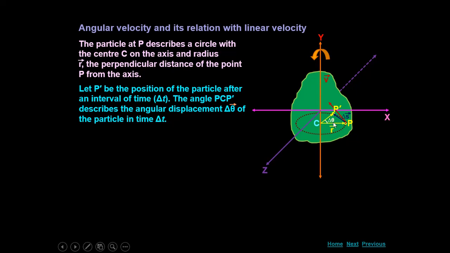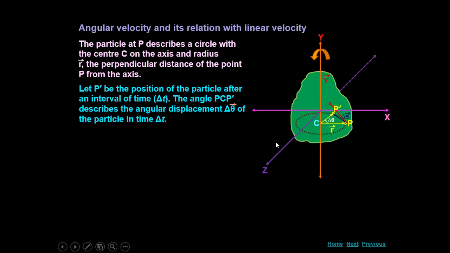So for this angular displacement, how much time has been taken? Say for example delta t. Delta t is the time taken to move from P to P dash. So you know the definition: linear displacement divided by time interval gives linear velocity. In the same way, if I take angular displacement divided by time interval, delta t, so delta theta upon delta t gives angular velocity.